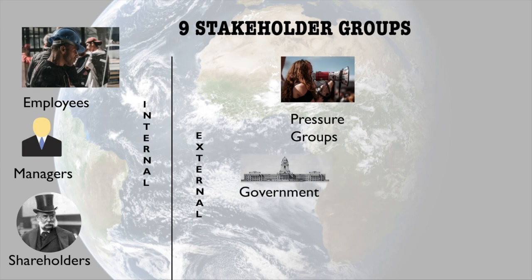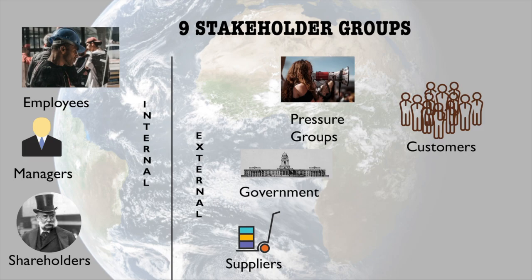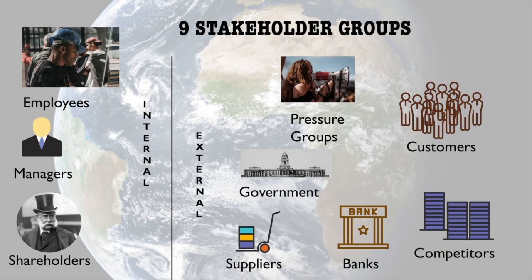We also have the government. The government has a vested interest in what the business does. We have suppliers. These are people who supply the business with what they need to operate. We have customers. Naturally, a business needs to consider the needs of their customers. We have banks, and we also have competitors. So these are our 9 stakeholder groups: employees, managers, shareholders, pressure groups, government, suppliers, banks, competitors, customers. And it will really benefit you as students of business management if you can recall all 9 of these groups. Particularly when you're taking your exam, you are very likely to face a question directly related to stakeholders.